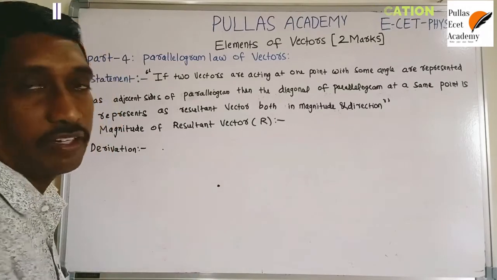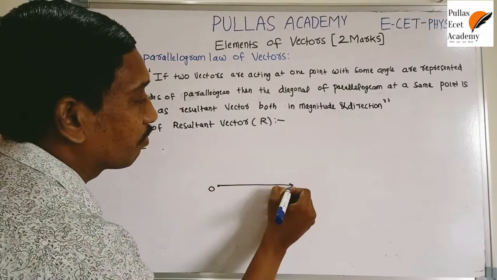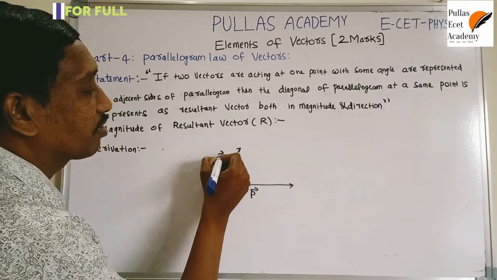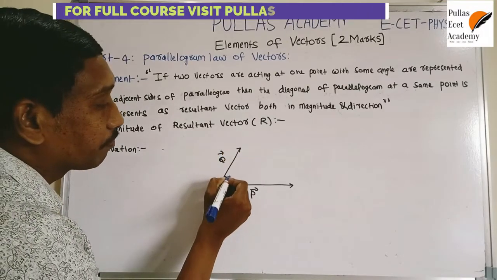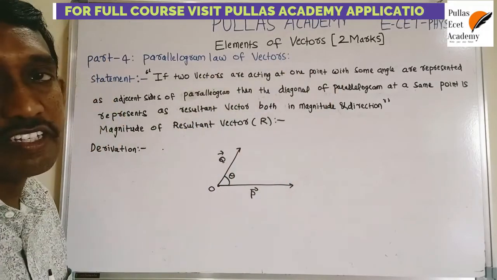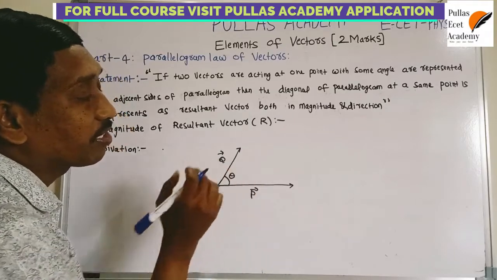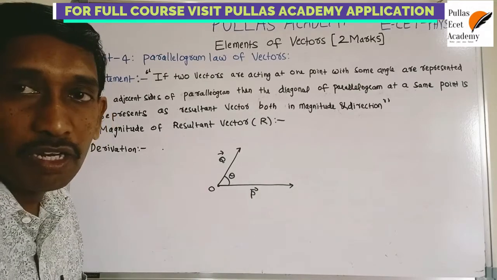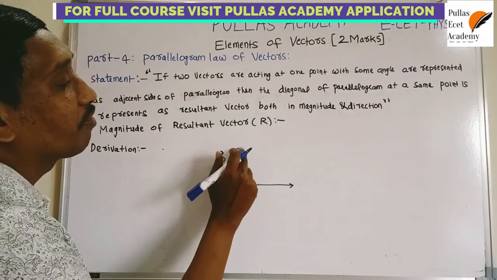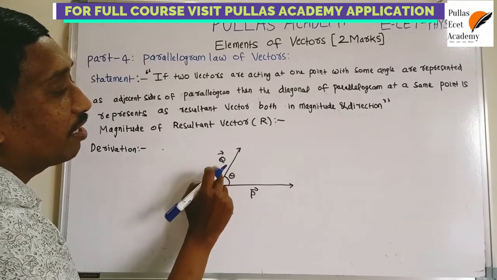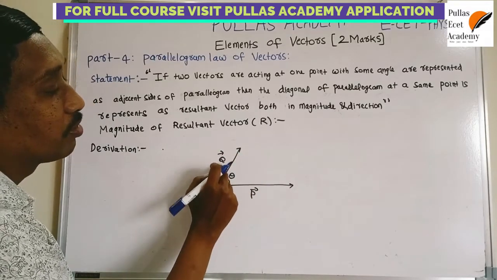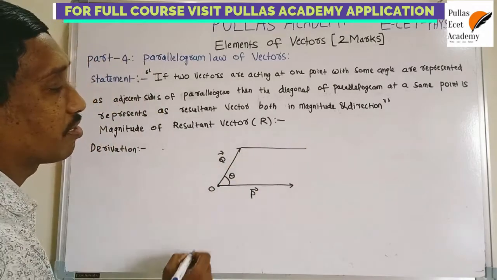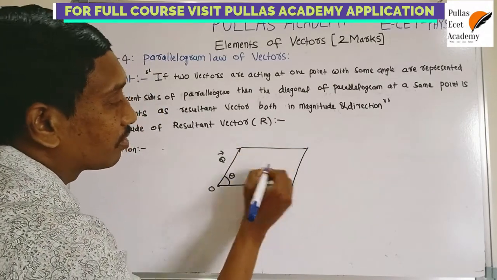Suppose I consider this point O, where two vectors are acting. This is one vector, P bar vector, and if you consider one more vector, this is Q bar vector. These two vectors are acting at one point with some angle, and they are the adjacent sides of the parallelogram. Now how to complete the parallelogram? Draw the equal and parallel side to P bar vector and draw the equal and parallel side to the Q bar vector. Then you get a parallelogram.